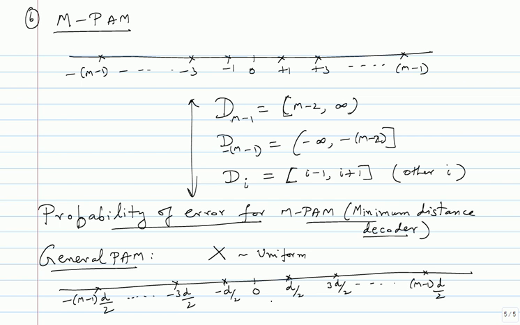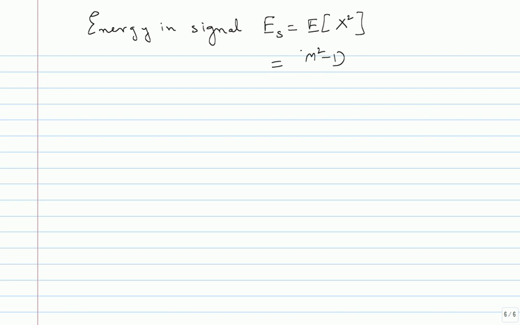Okay, so this is X, and what about my noise? Noise evolves. Okay, so before we proceed, we should first compute the energy in the signal. I'll denote this E sub S. This is the expected value of X squared. If you do that computation, it will work out to (M squared minus 1) D squared by 12.